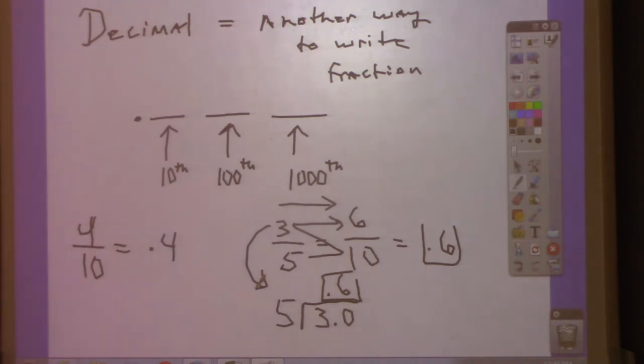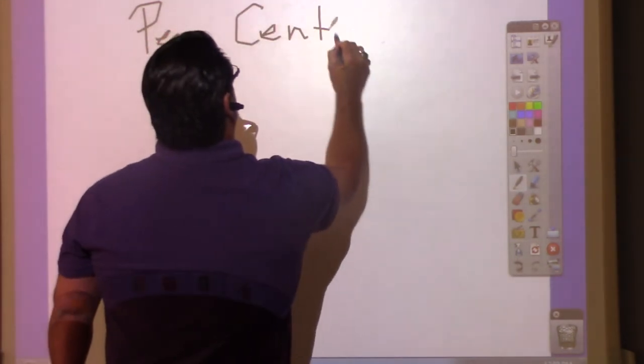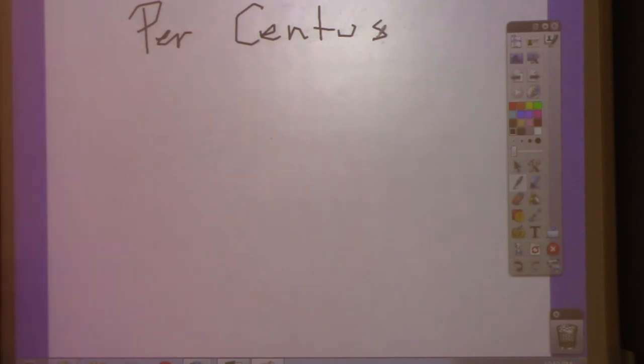Okay? So, basically, what we're talking about, fractions, decimals, and percents, is 3 ways to write a ratio. Percent. Percentus. What does centus mean? Well, cent, centipede, century. Cent, as in a penny. How many pennies are in a dollar? 100. So century, centipede, cent. Centus means what?